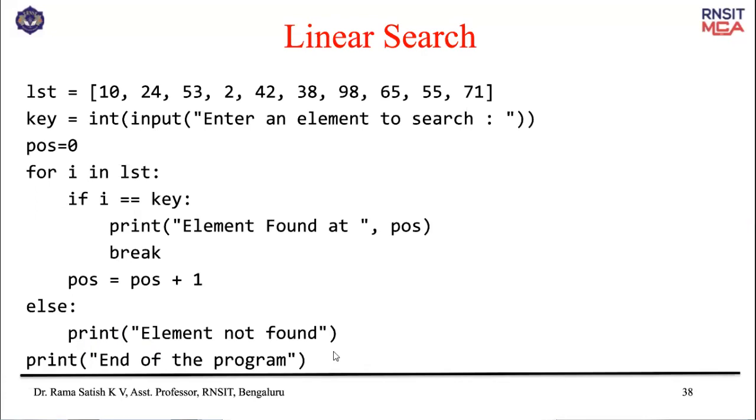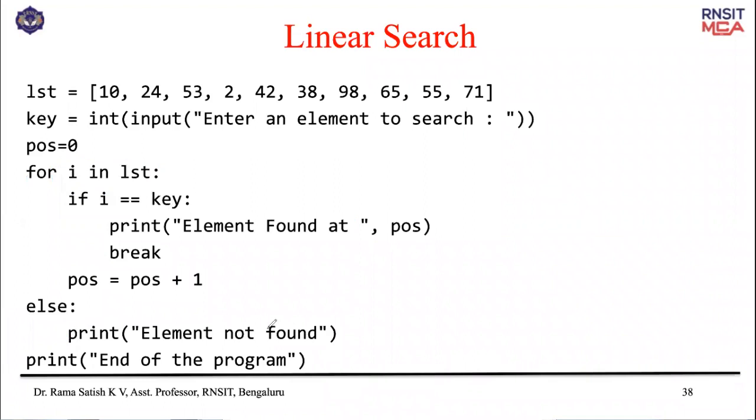See, I'm using an else statement along with for. If the element is found, it will display the position, and it will break. Break means it will go out of this, and it will print end of the program. In case it executes the whole loop and none of the elements is the key element, what happens? The loop completes, and after the loop is completed, the condition becomes false, and the else part will execute. What is there in the else part? It is displaying element not found.